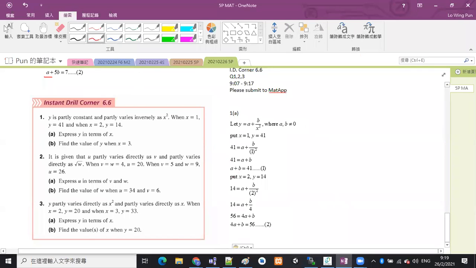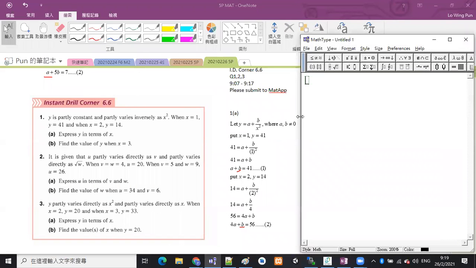When you notice the equations, the b terms are exactly the same. So we just use the subtraction of equation 2 minus equation 1. For the a columns, we have 4a minus a becomes 3a. For the b columns, b minus b cancelled. And then for the number column on the right hand side, we have 56 minus 41. So that should be 15.